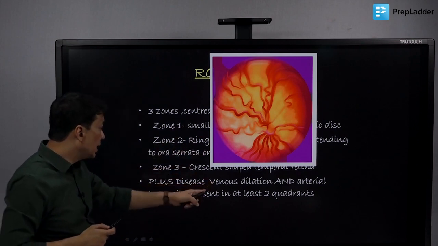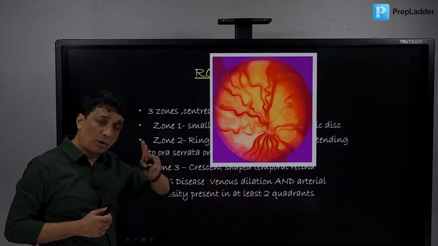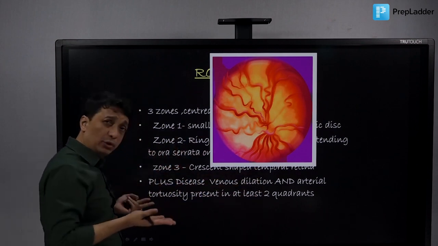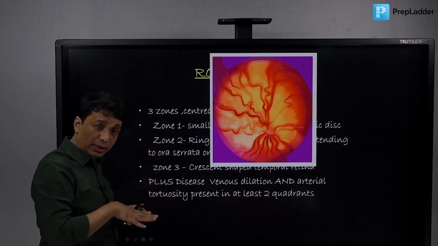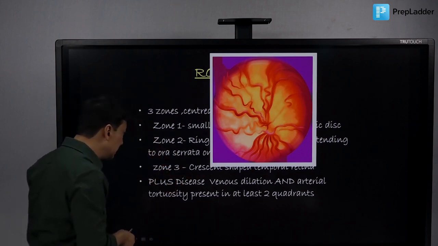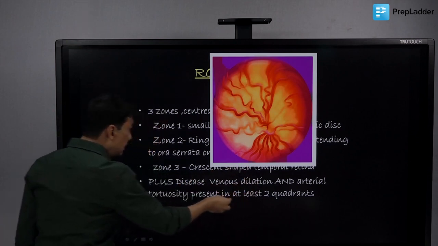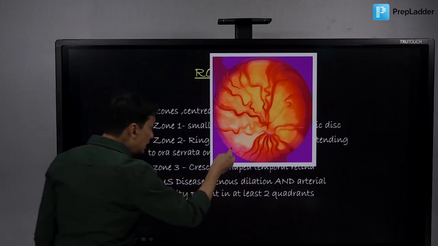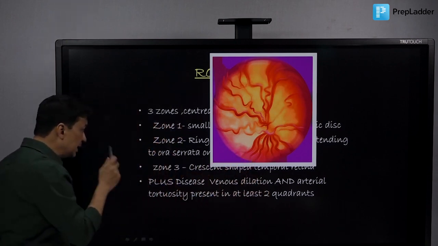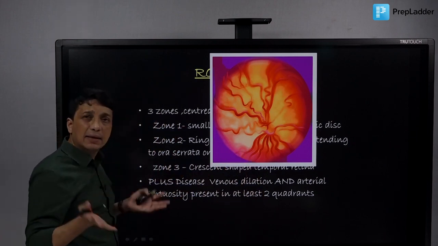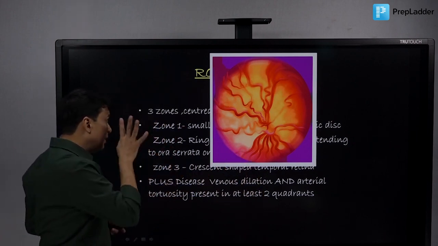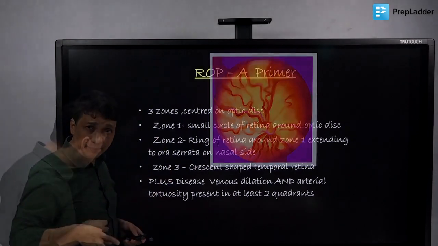So they should represent at least 2 quadrants. More than that is okay, but less than that is not okay. So kindly remember the definition of plus disease: dilation of veins and arterial tortuosity present in at least 2 quadrants. This is a very serious condition because plus disease is a highly aggressive form of ROP, which means that the child is in deep trouble.